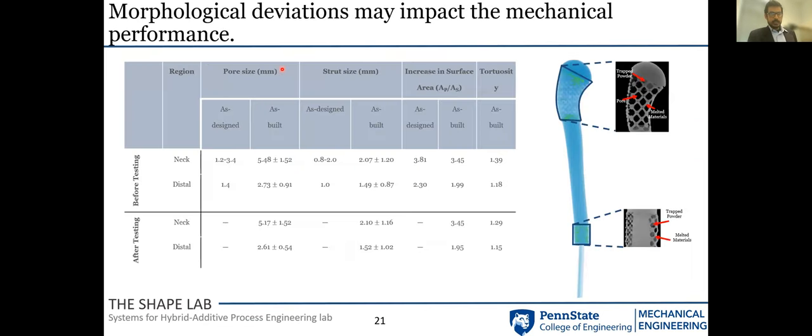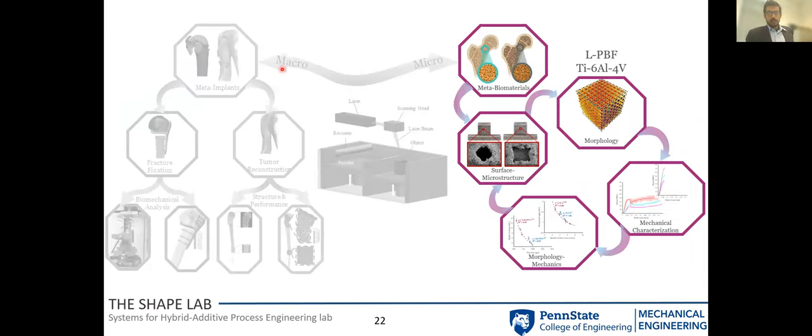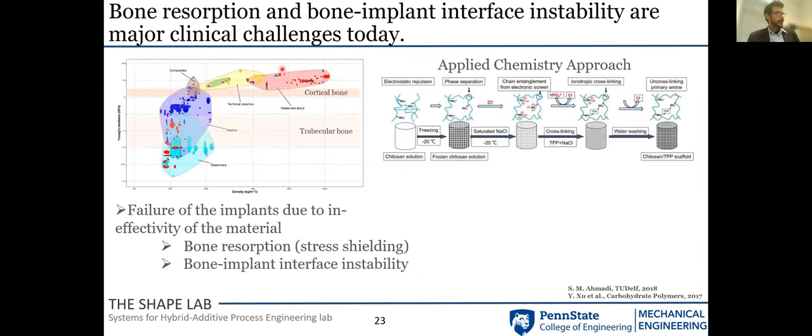Okay, gotcha. So in the interest of that, I'm going to go to the last topic, which I think is very exciting, and we have several ongoing projects on this. This was actually inspired by the fact that so far we looked at everything from a mechanical-only standpoint, but are there opportunities for us to look at bone resorption and what's actually happening at the bone implant interface, because that is where aseptic loosening starts. And if the bone is too strong, then you get stress shielding. If the bone implant is not strong enough, then you get interface instability.